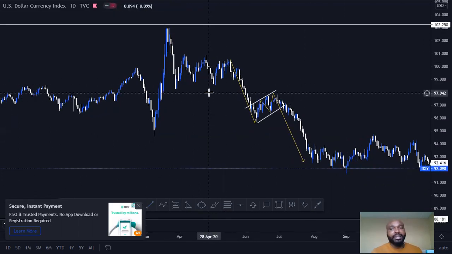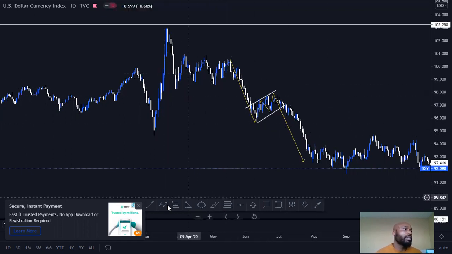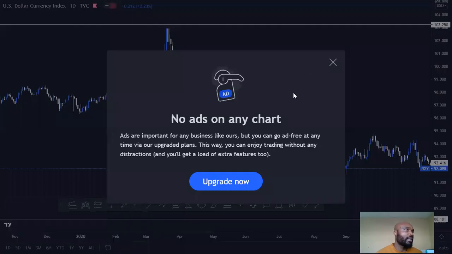Because sometimes price is not really going to show you exactly those picture perfect setups, but over time you'll be able to notice and find these setups. Okay, so on this same steep flag as well.